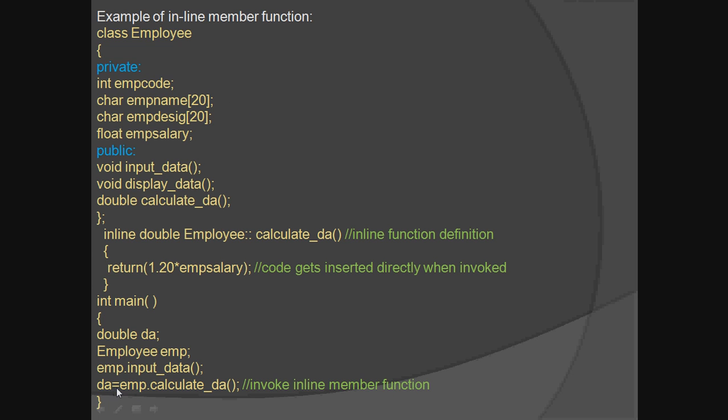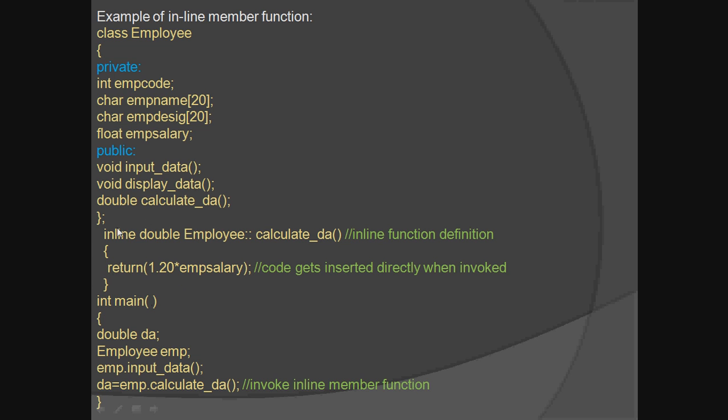Now DA equals emp.calculateDA. In this case, the object is invoking this public member function, calculateDA. When this function gets invoked, it will call this function. So this is the calling function, and this is the called function. So it is calling this function body to be executed.